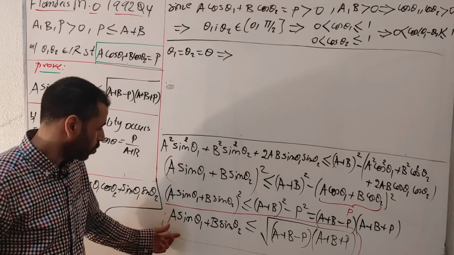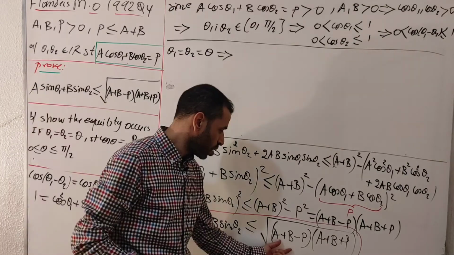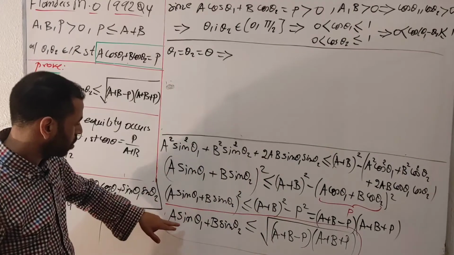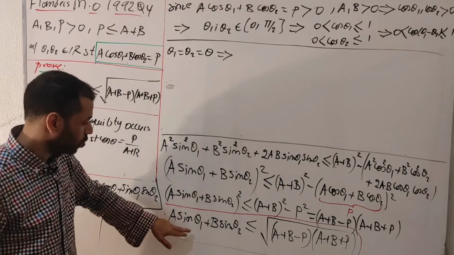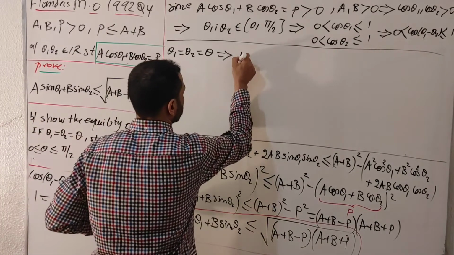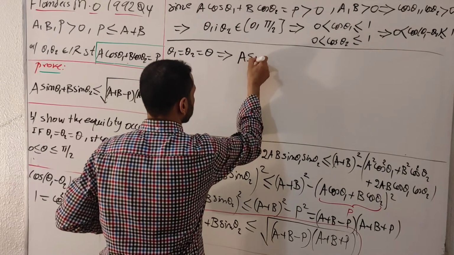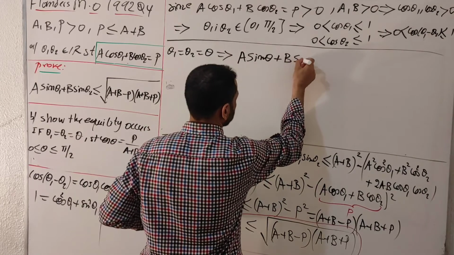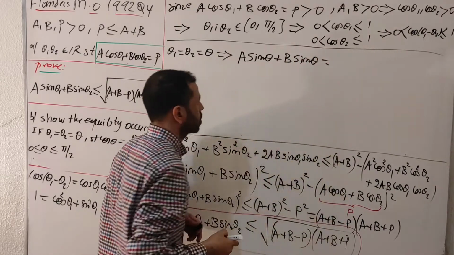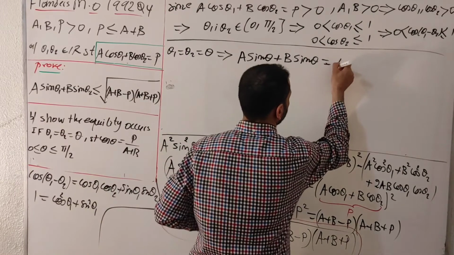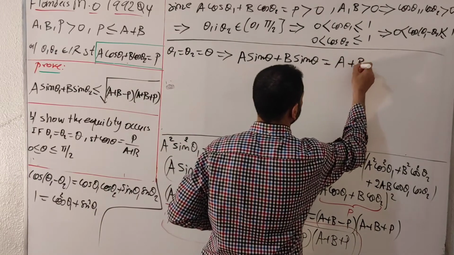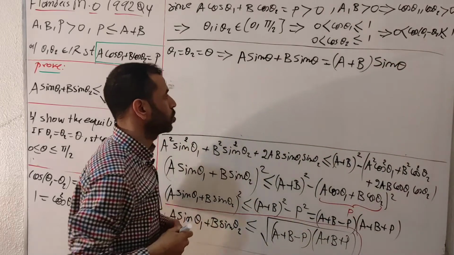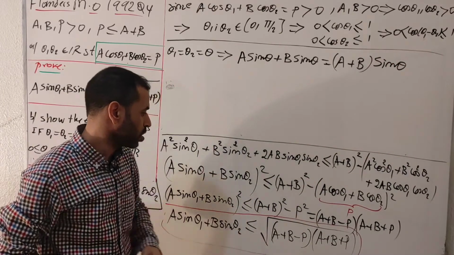So I'm going to start with the left hand side of this inequality and do the right hand side of this inequality. At the end we are going to make the comparison. At this time I'm going to replace theta 1 and theta 2 with theta. So we'll have capital A multiplied by sine theta plus capital B multiplied by sine theta. I'm going to take the sine theta as a common factor. I will have A plus B multiplied by sine theta. So we finish with the left hand side of this inequality. Let's move on to the right hand side of this inequality.